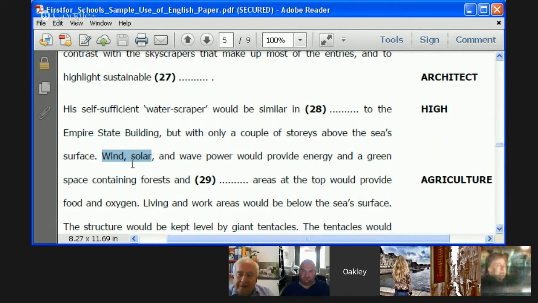Ken, take over, please. Okay. Wind, solar, and wave power would provide energy, and green space would contain forest and agricultural areas at the top would provide food and oxygen. Okay. You're breaking up a little there, but I believe I heard you well enough. Agricultural. All right, adjective. Very good. Agricultural, obviously. A connective, so that has nothing to do with it. So this is a new phrase. Blank, noun, got to be an adjective. There's really not much of a choice. All right, agricultural areas. Very good.